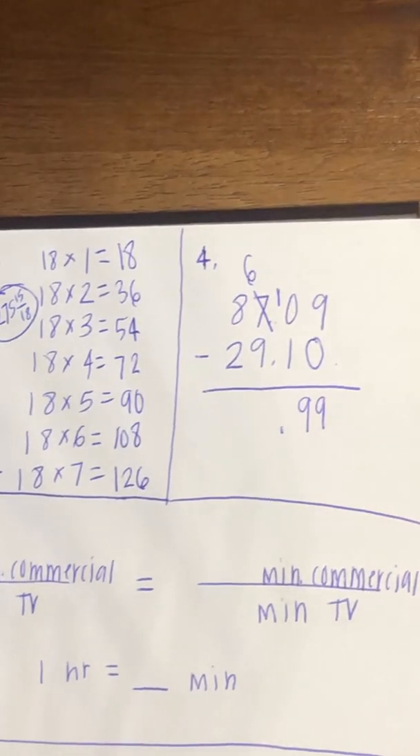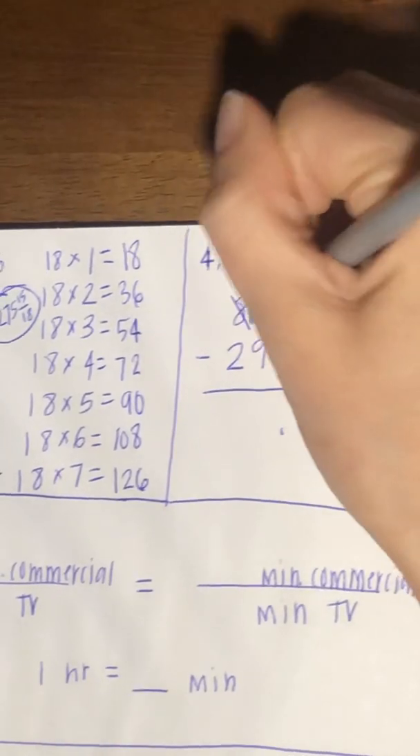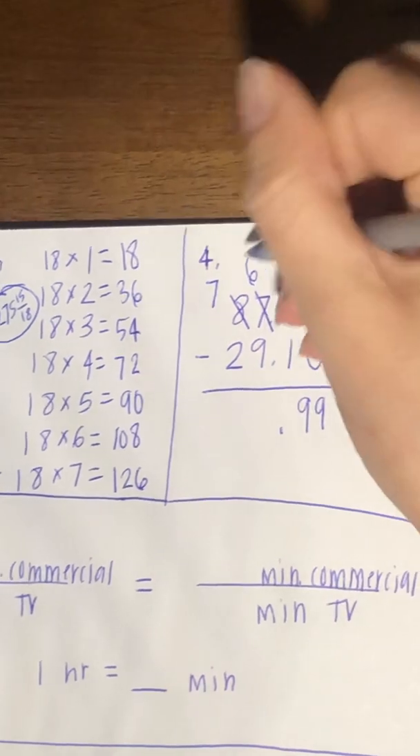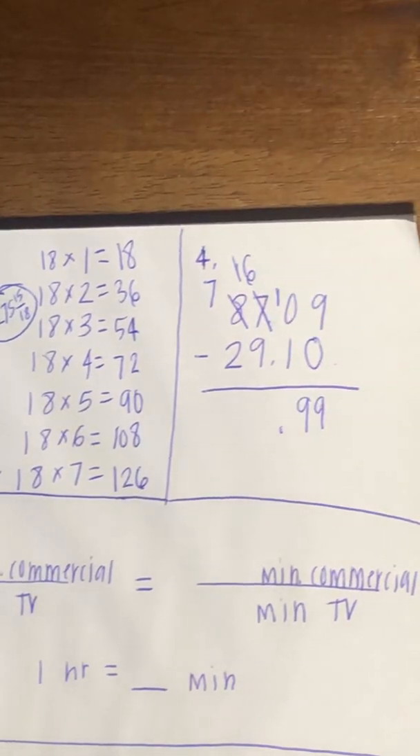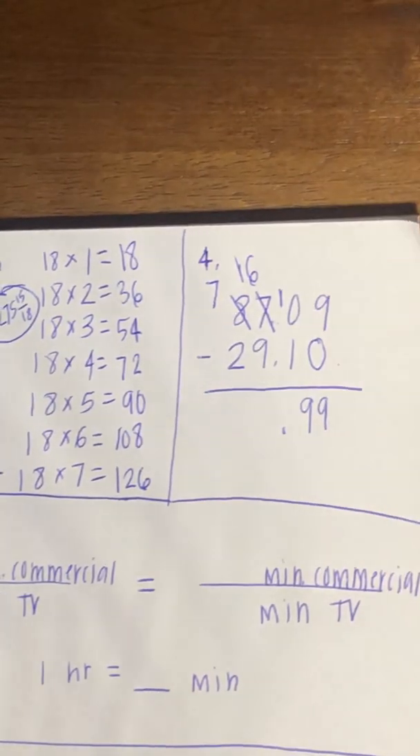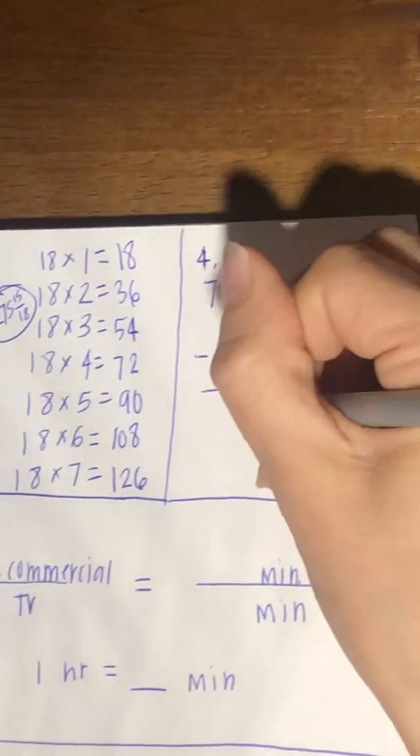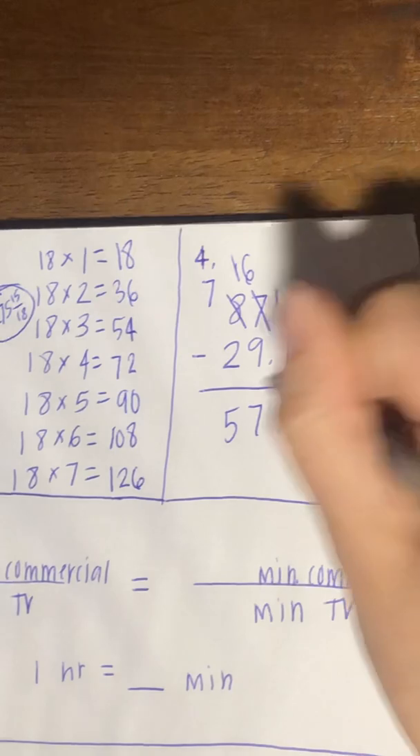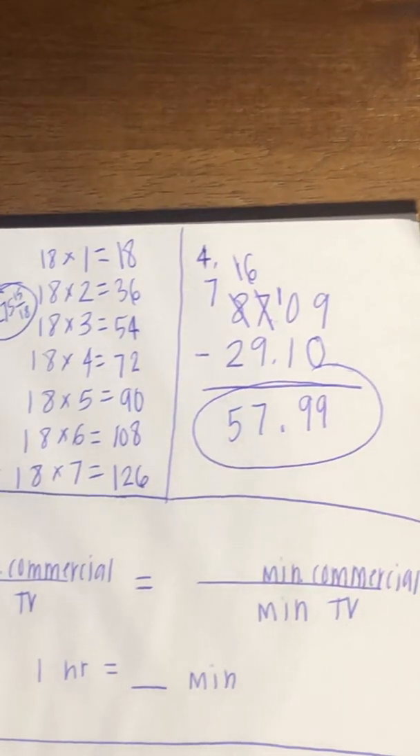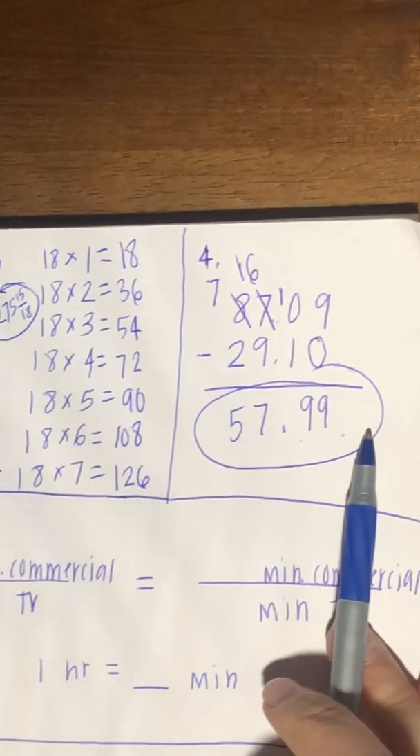6 minus 9 I can't do, so I borrow from my 8. The 8 becomes a 7. The 6 becomes a 16. 16 minus 9 is 7. 7 minus 2 is 5. Final answer, 57 and 99 hundredths.